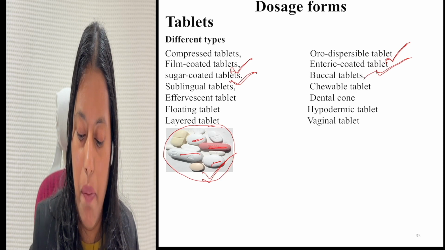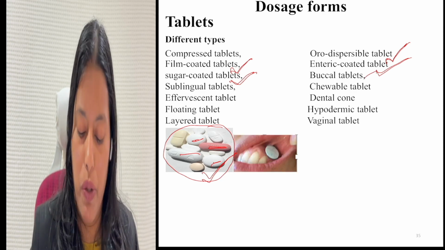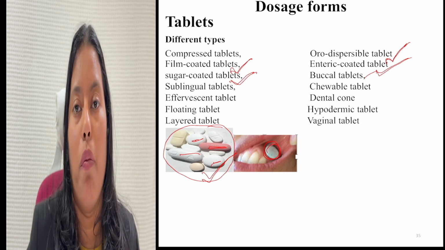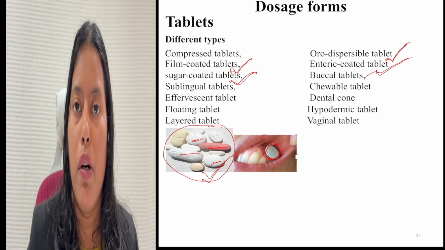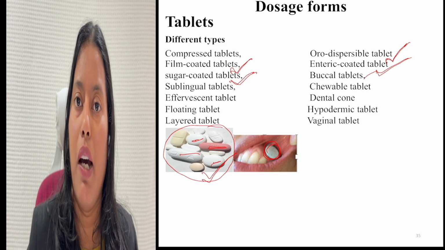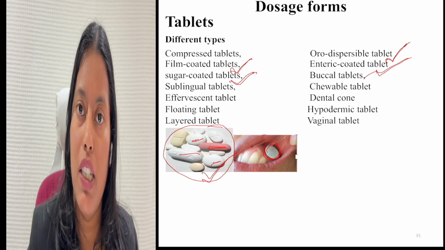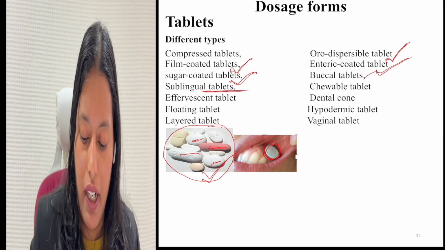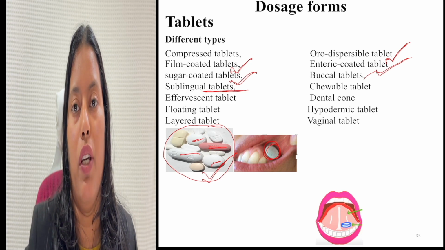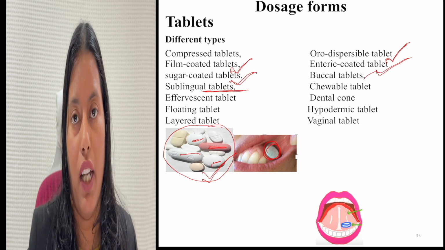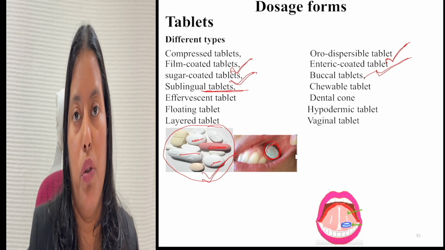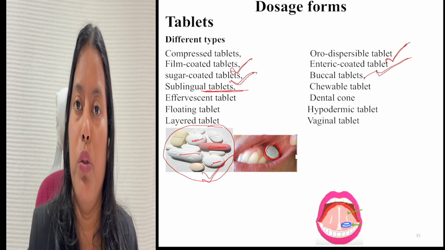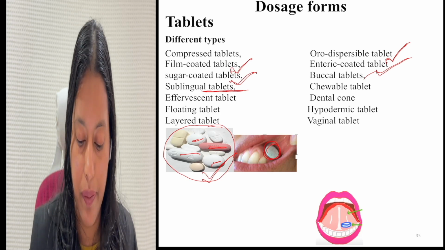Next you have the buccal tablet. You can see in this picture a tablet is placed between the gum and the cheek. So the buccal route is used, and from the buccal mucosa the drug content of the tablet is absorbed directly into the systemic circulation. Next you have the sublingual tablet. As the name indicates, sublingual, you place it below your tongue, and from the sublingual mucosa the drug of the tablet is absorbed into your systemic circulation.